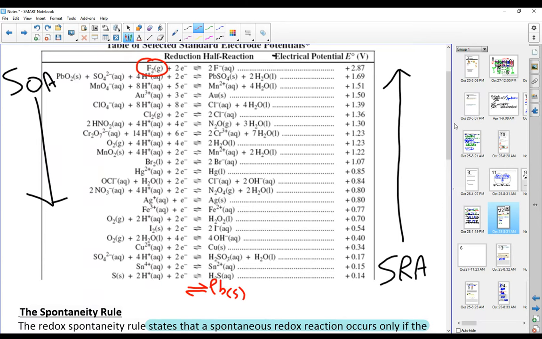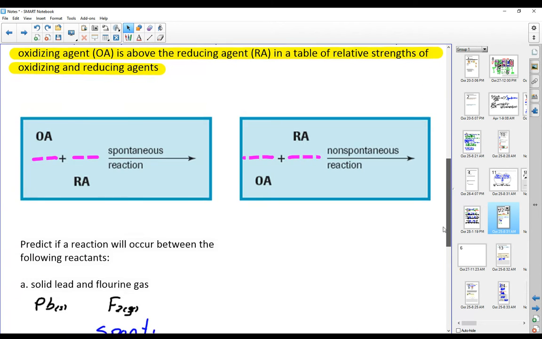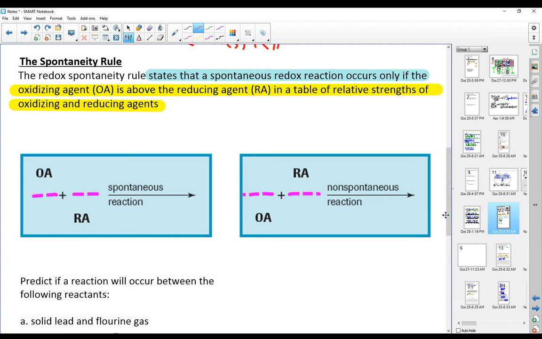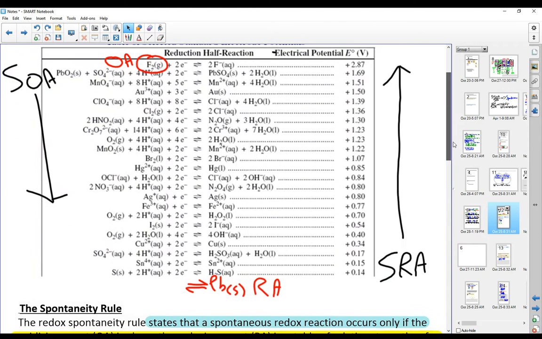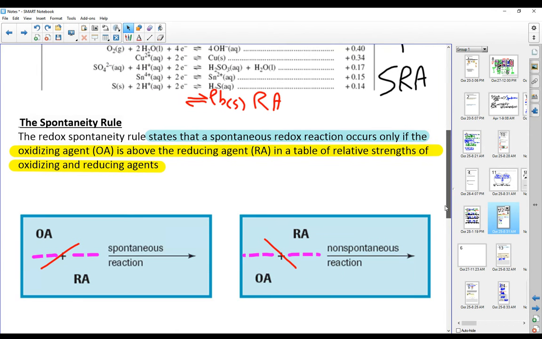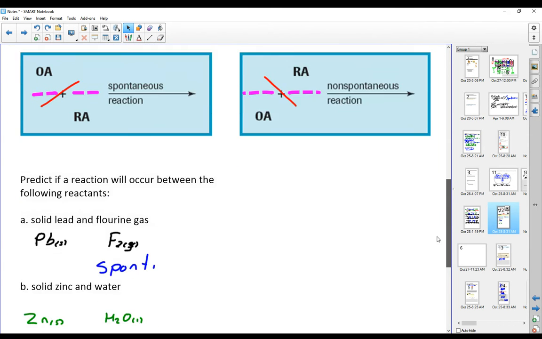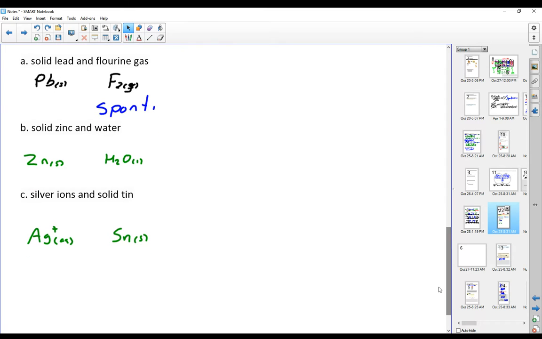The question is, this is my oxidizing agent, F2, and this here is my reducing agent. Now, we take a quick look again at the spontaneity rule. Is my oxidizing agent above or below my reducing agent? The oxidizing agent is above the reducing agent. What that means is that we have a spontaneous reaction. All right. So right there, spontaneous. The next one you have is solid zinc and water.